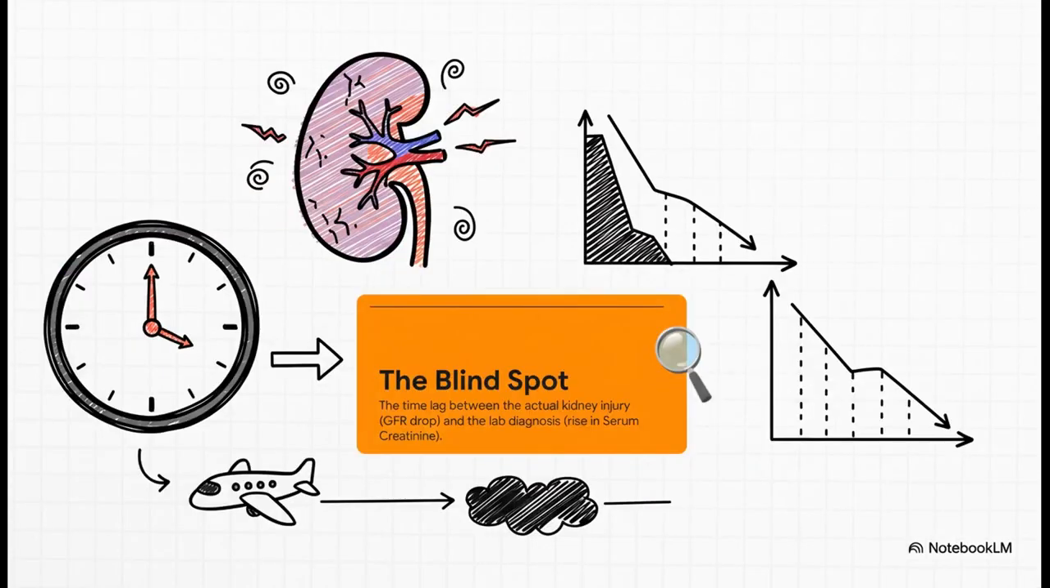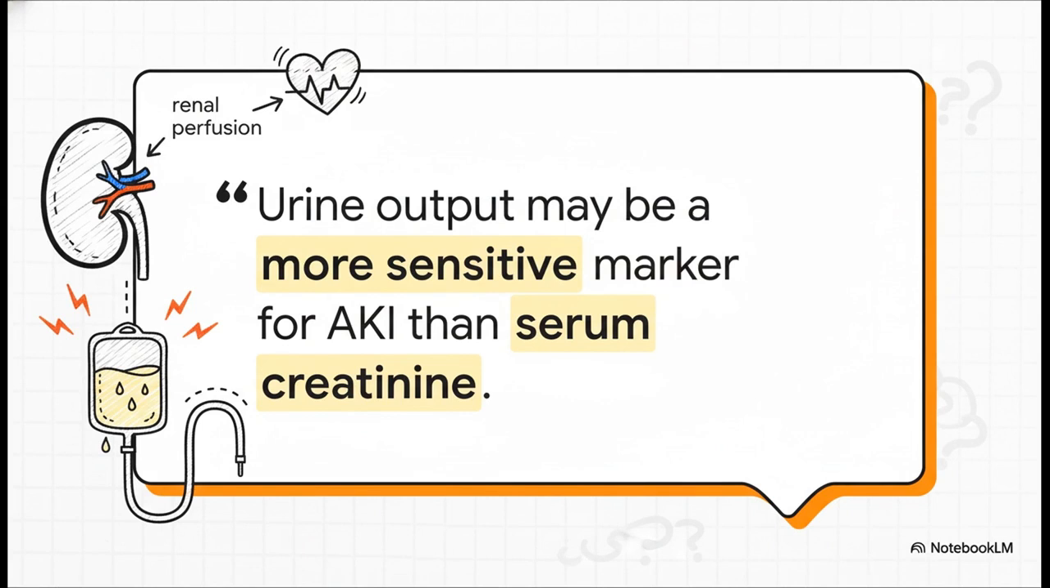And that gap in time, that is the blind spot. It's this dangerous delay where the kidney has already taken a hit, but our main lab marker is still playing catch-up. We're essentially flying blind while the kidney is in trouble. And this is exactly why we are so obsessed with hourly urine output in the ICU. A drop in urine output is often our very first warning sign that something is wrong. It's incredibly sensitive. Now, the catch is that it's nonspecific. Lots of things can make a drop, but it should always get your attention. It's our canary in the coal mine.